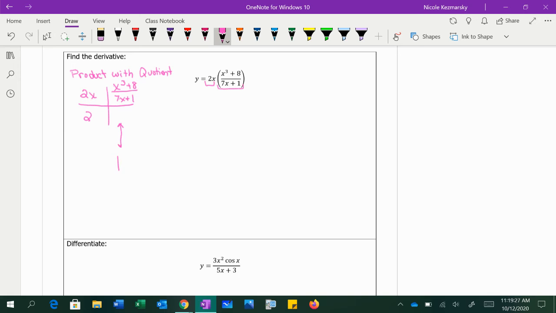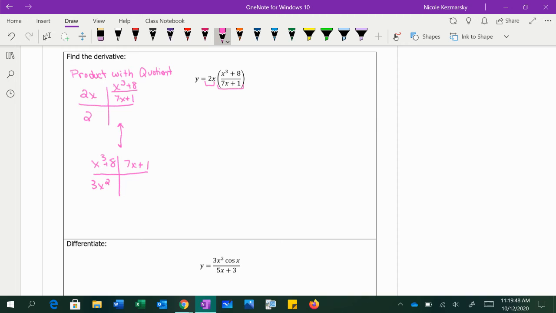So I'm going to do another box. And I'm going to do x cubed plus 8 and 7x plus 1. The derivative of x cubed is 3x squared. The derivative of 8 is 0.